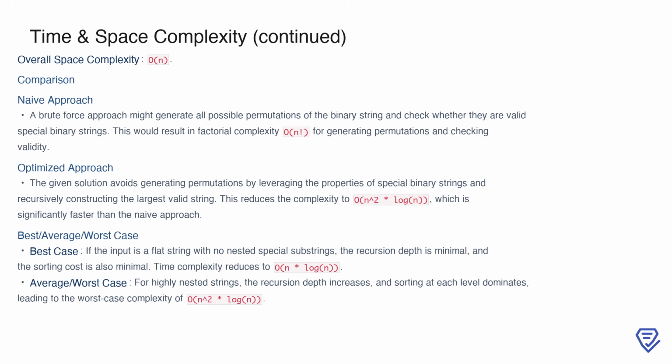When considering best, average, and worst cases, the best-case scenario occurs with flat strings that lack nested special substrings. Here, the recursion depth is minimal, and sorting costs are lower, leading to a reduced time complexity of O(n log n). However, in highly nested strings, the recursion depth increases, and sorting at each level becomes the dominant factor, giving the worst-case time complexity of O(n² log n).